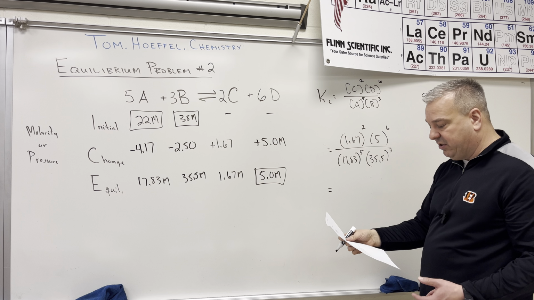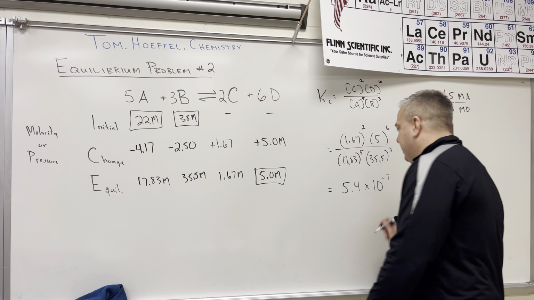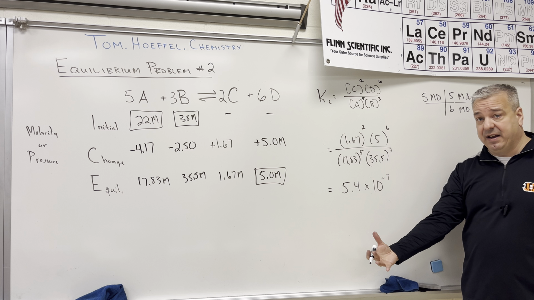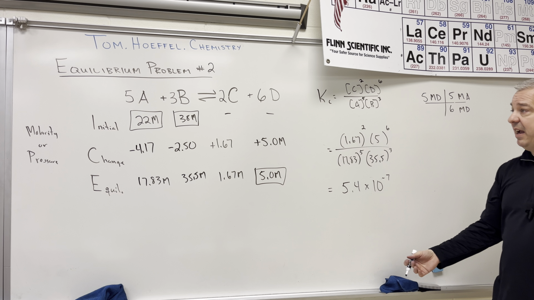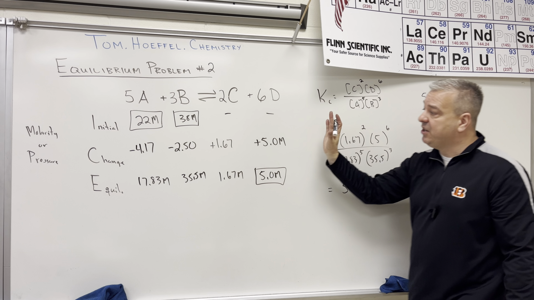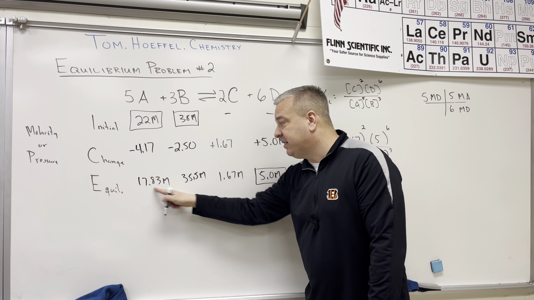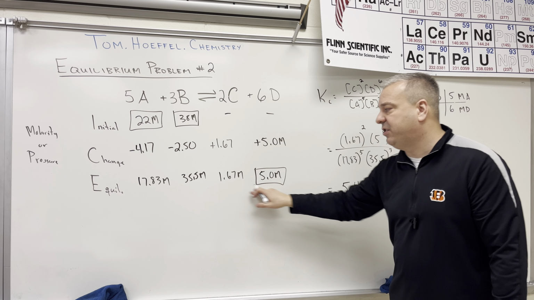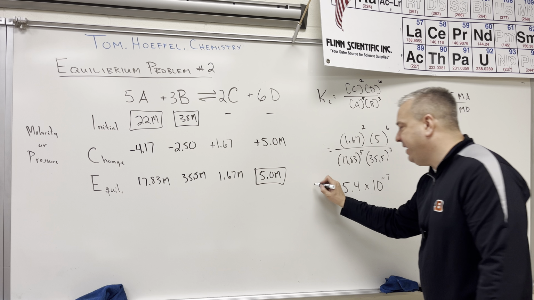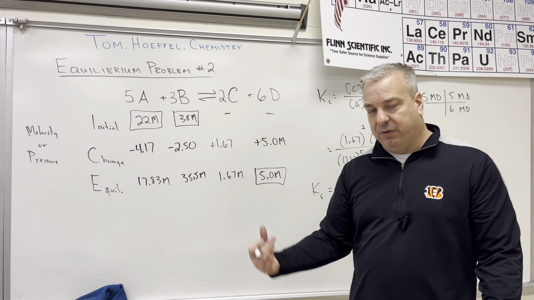And when you plug everything into your calculator, you should get this answer of 5.4 times 10 to the negative 7. Now, this value is a really small number, which tells you the denominator must be really, really large. And if the denominator is really large, it looks like it's going to favor the reactant side. If you look at all these molarities, the molarities of the reactants are much larger than the molarities of the products. And that's what yields such a small K sub C value, which tells us this is going to favor the reactant side versus the product side.